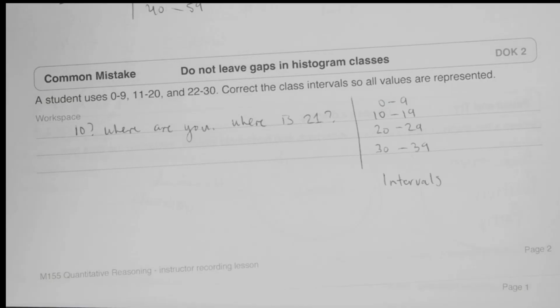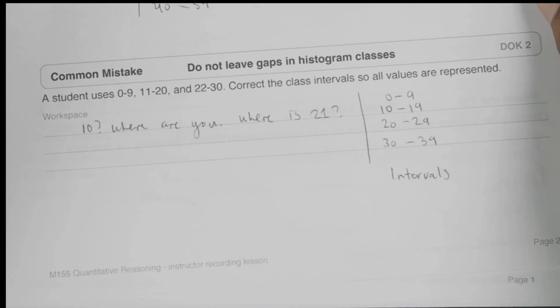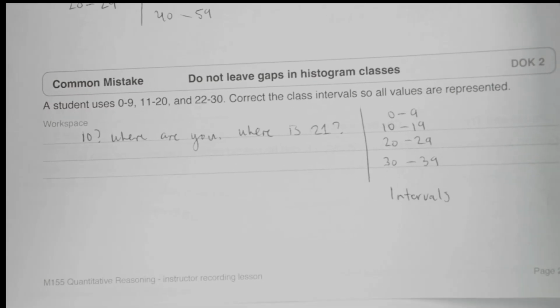In the next video, we'll look at how graphs and statistics can be presented in ways that make the data appear more dramatic or even less dramatic than they really are.